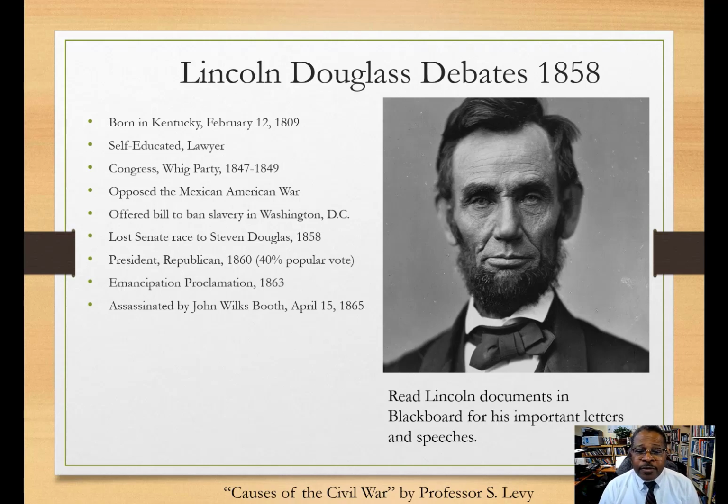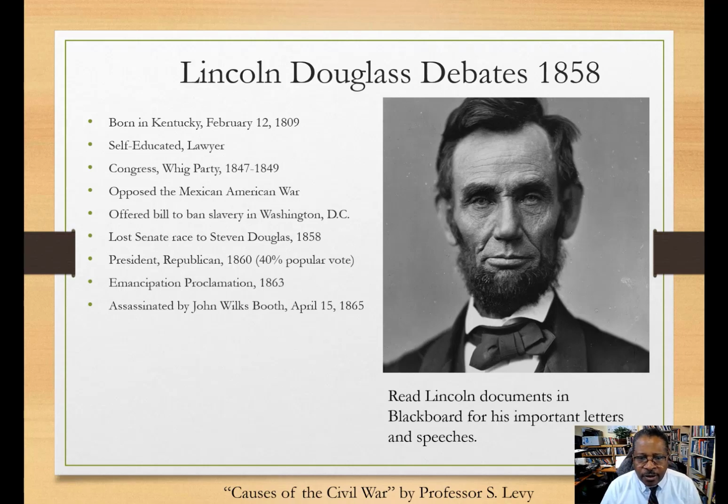Now, Lincoln becomes the first Republican president. They did run a candidate in 1856 who lost, Fremont, but then they regrouped in 1860, and they decide on this man, Abraham Lincoln, as their candidate.